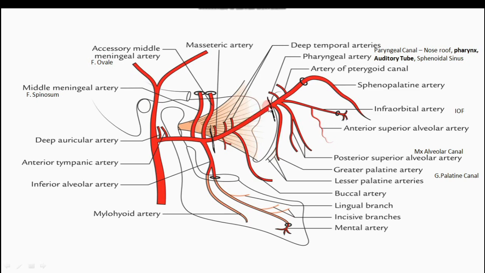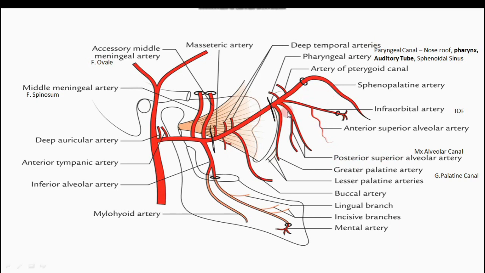Then the artery moves further ahead, and this is about the second part. Now we begin the third part of the maxillary artery. The first branch of the third part of the maxillary artery is the posterior superior alveolar artery. So this is the posterior superior alveolar artery, the first branch.